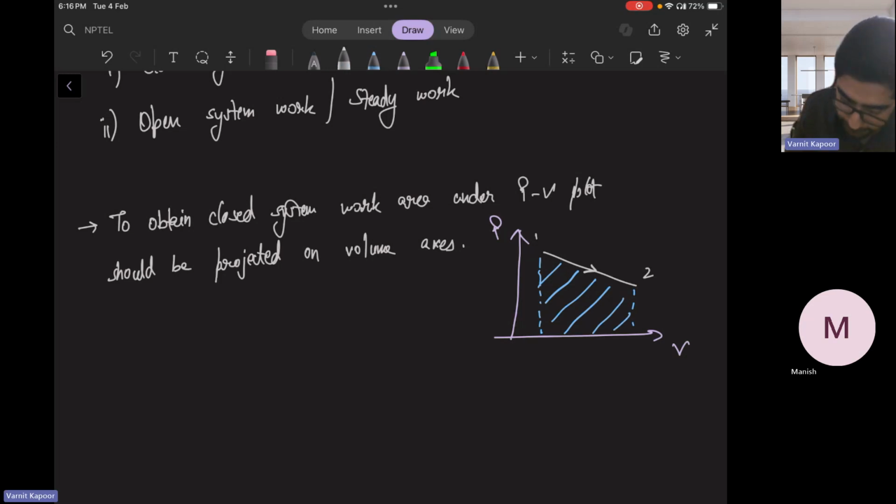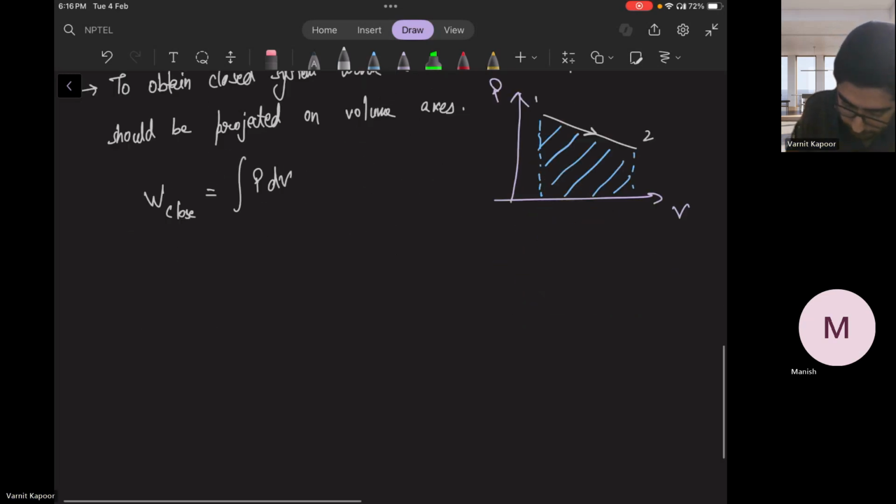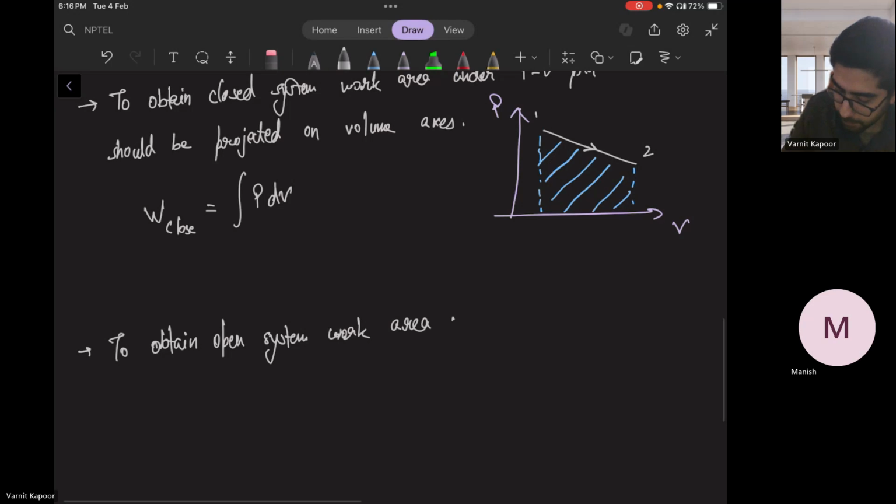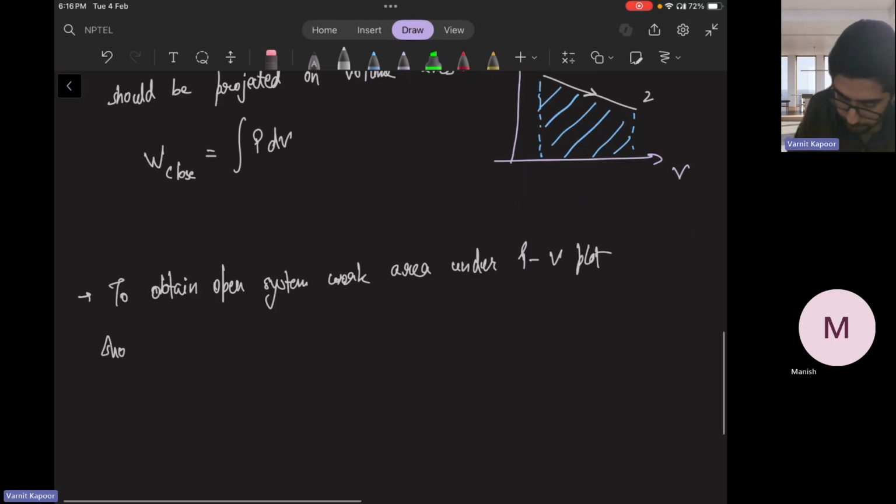Okay. And how will the expression look? Work done for a closed system will look like P into change in volume, PdV. And when you are dealing with open system work, the area under the PV plot should be projected on the pressure axis. To obtain open system work, area under PV plot should be projected on pressure axis.